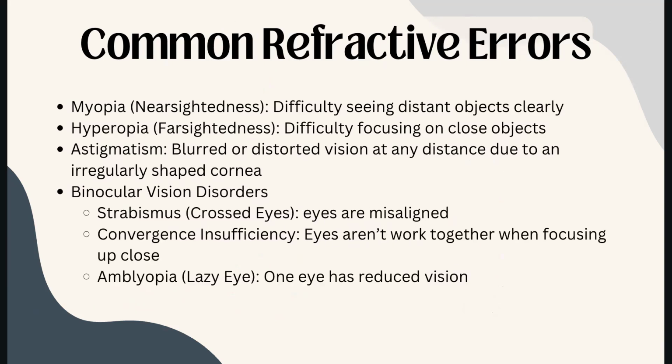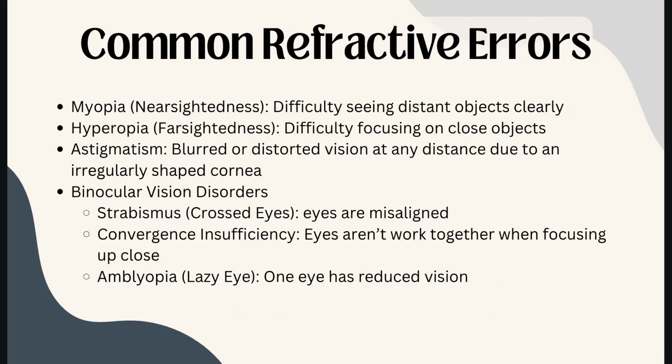Refractive issues like nearsightedness, farsightedness, and astigmatism are most common in children. So myopia, nearsightedness, is a difficulty seeing distant objects clearly. Hyperopia, farsightedness, is difficulty focusing on close objects. And astigmatism is blurred or distorted vision at any distance because the cornea is shaped differently. That is not something that you would see by looking at them either. It's just the shape of the cornea, and they can tell at the eye exam. But in all of these three, glasses or contact lenses can often correct these.